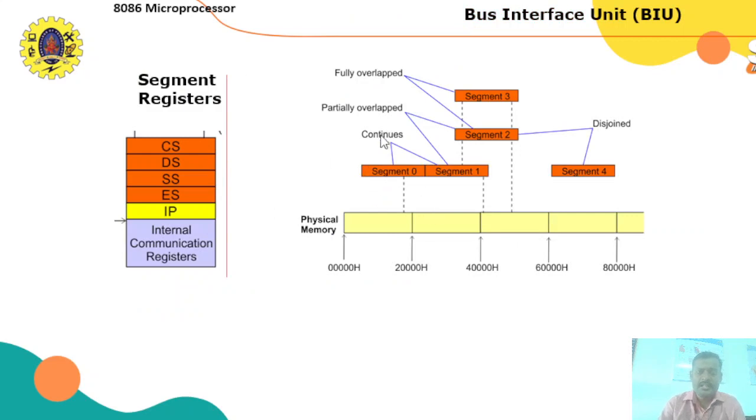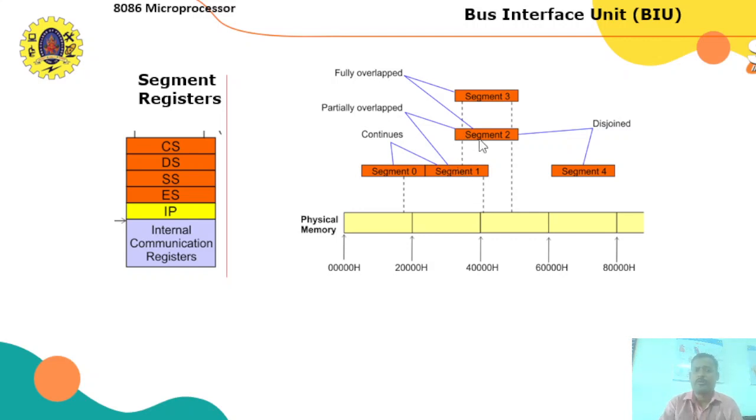Look at this. We can map segments depending upon our requirements. Segment 0 and segment 1 are continuous. Continuous means that at the end of one segment's locations, the next segment starts. There is no overlapping here, so this is the best way of using all the locations. Look at segment 1 and segment 2. These are partially overlapped.